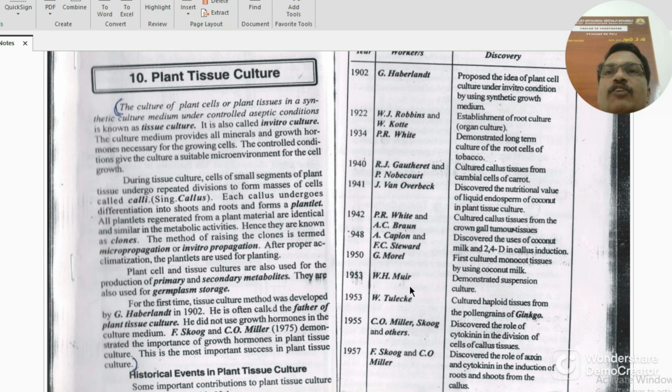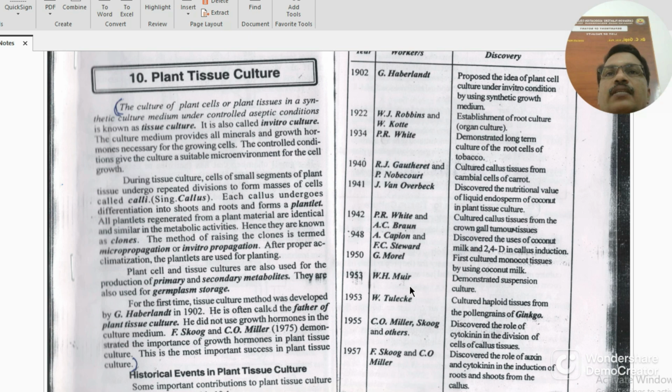Since we are developing a small tissue into a plantlet, it is called micropropagation. Since we are cultivating in vessels or containers, it is called in vitro propagation. So plant tissue culture has many synonyms: micropropagation, in vitro propagation, micro cultivation, and in vitro cultivation. So many names, but everything has the same meaning.